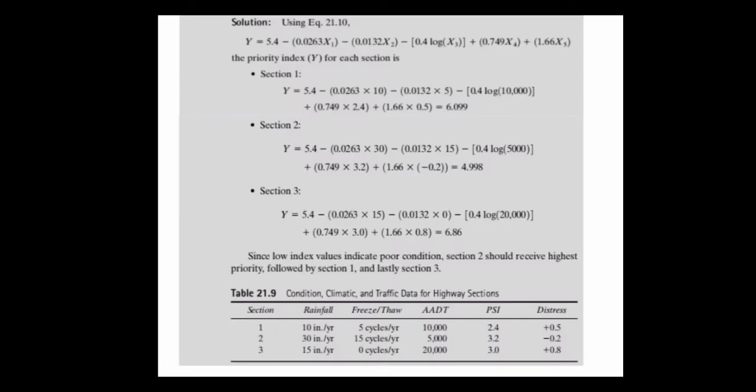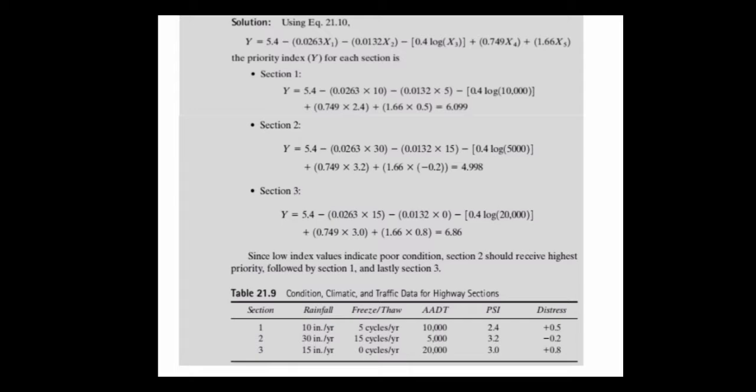Using equation 21.10, we have here y equals 5.4 minus the quantity of 0.0263 x sub 1, minus the quantity of 0.0132 x sub 2, minus the quantity of 0.4 log times x sub 3, plus 0.749 x sub 4, plus the quantity of 1.66 x sub 5.